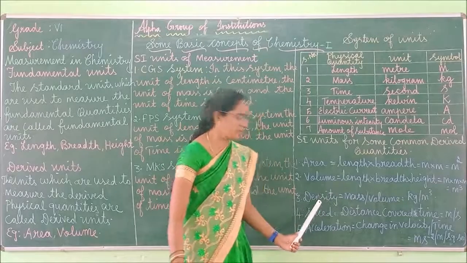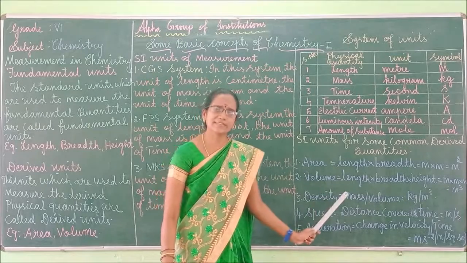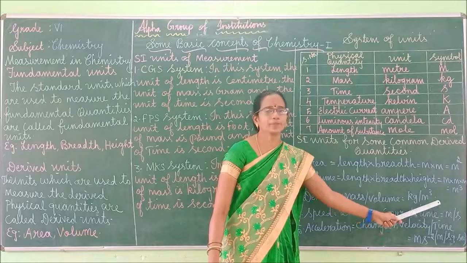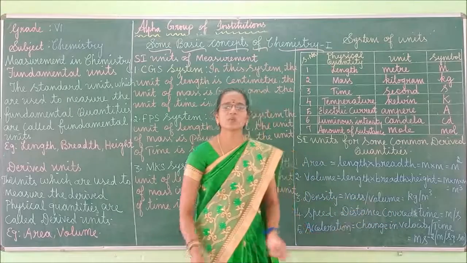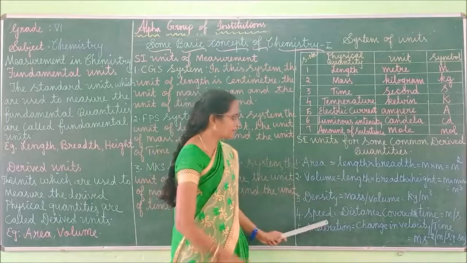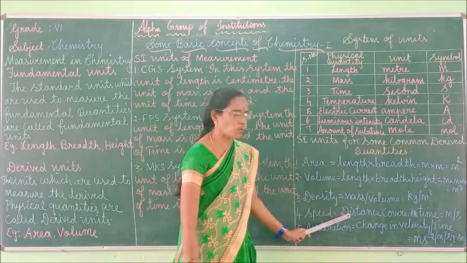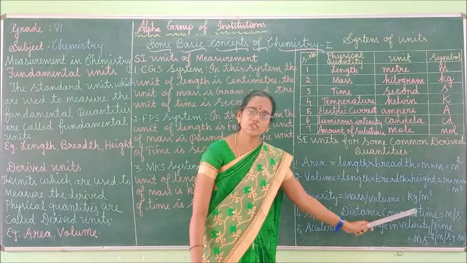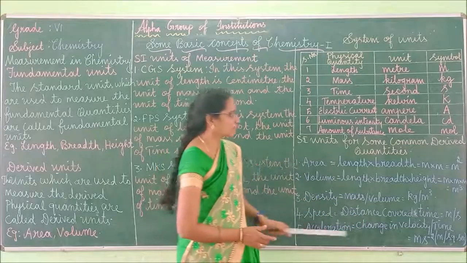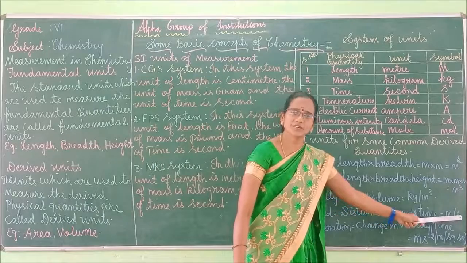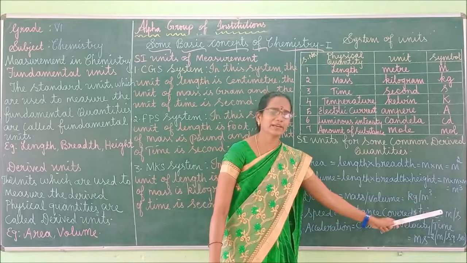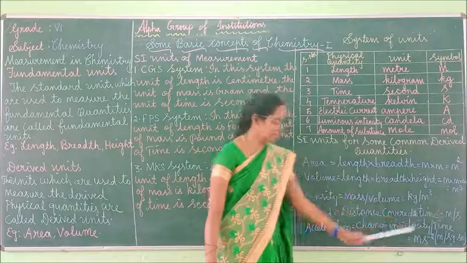Got it? Right. So next we can move to density. Density is equal to mass by volume. That is equal to kilogram per meter cube. Okay. Next one is speed. Speed is equal to distance covered by time taken. So its unit is meter per second. Okay, so speed is equal to distance covered by time taken, that is equal to meter per second.